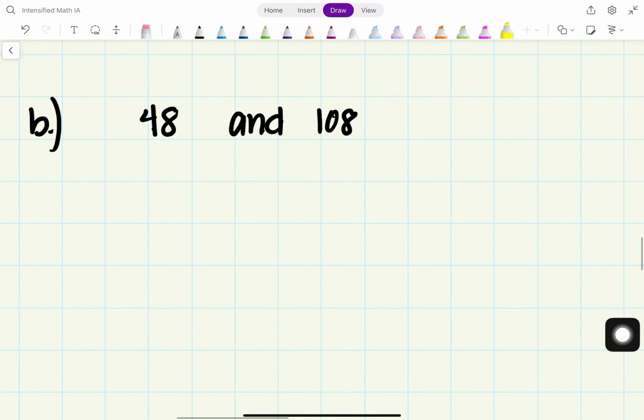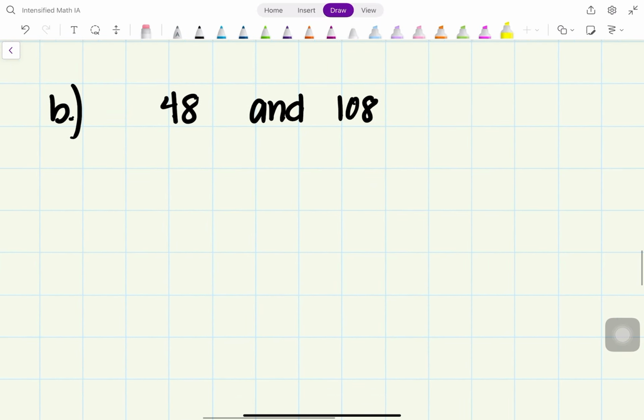Here's the next one. We're going to do a couple of these, so hopefully we get the hang of them, right? So let's go ahead and start off, guys. I want to find the GCF and LCM of both of these.